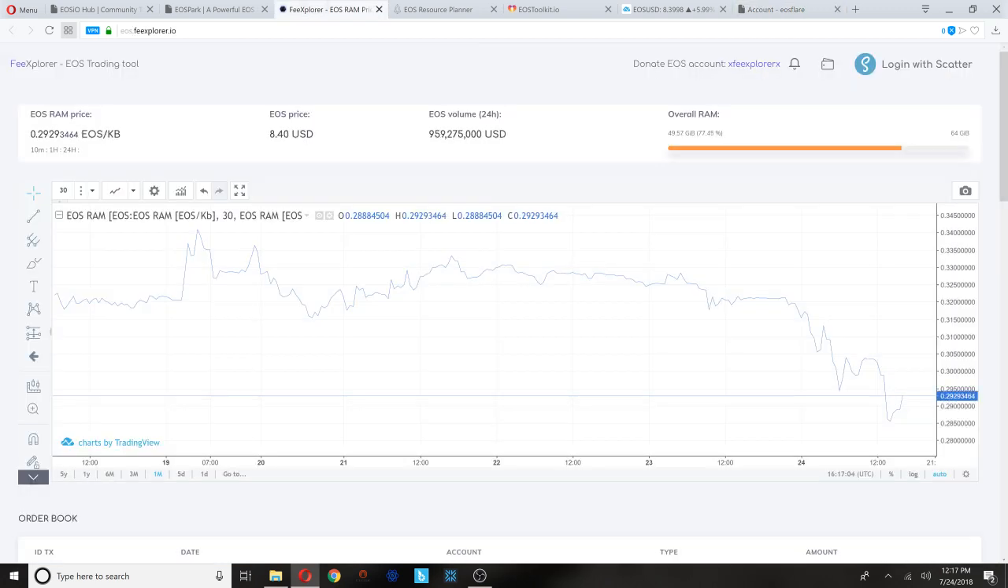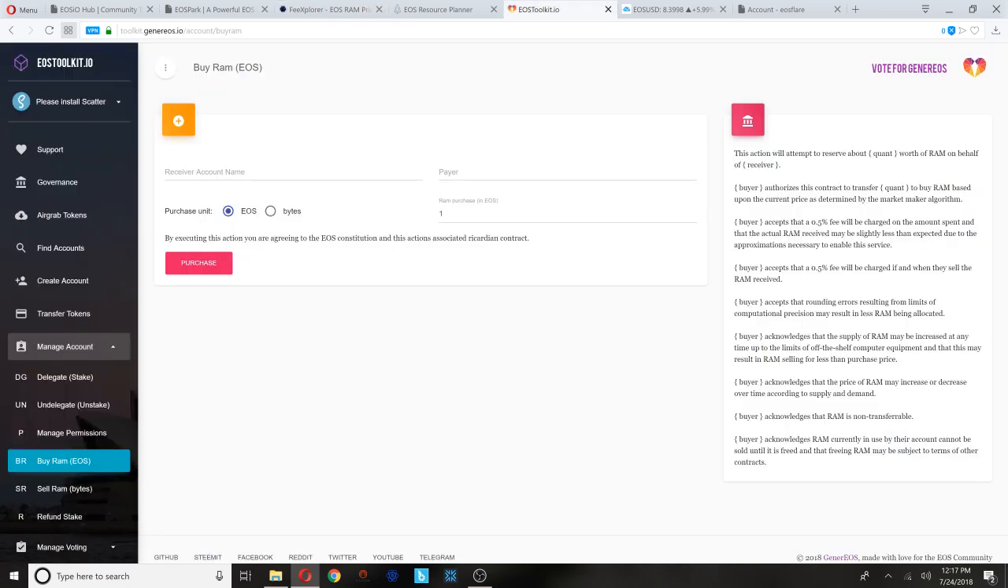If you head over to EOS.feeexplorer.io, this is a website that tracks the current EOS RAM price. The current price for EOS RAM is 0.29 EOS per kilobyte of RAM. This is a 30-day chart for the EOS RAM price that we're looking at, and you can see that the price is fairly low. Now, in order to buy and sell the EOS RAM, you can go to EOSToolkit.io.